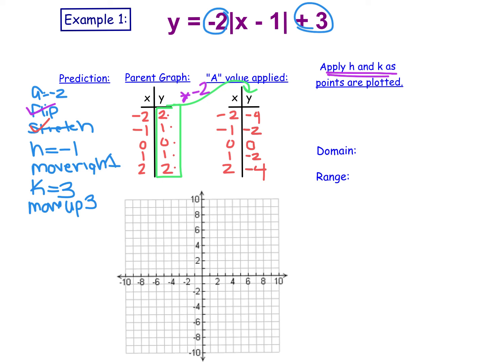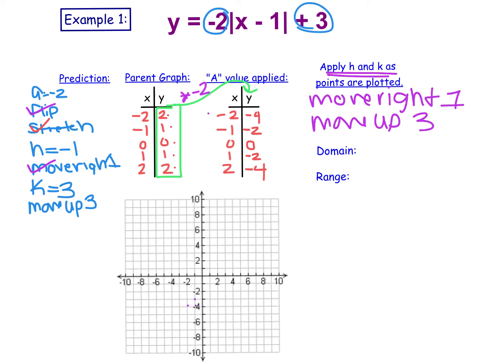So remember, in order to apply h and k, we're going to move right 1 unit, and we're going to move up 3. So I go to my first point of -2, -4. And I'm going to move right 1 and up 1, 2, 3. So we're plotted right there at x is -1, y is -1. Then my next point, we go to x is -1, y is -2. And we go right 1, up 1, 2, 3. So we're at x is 0, y is 1.